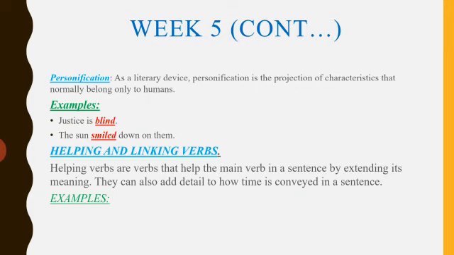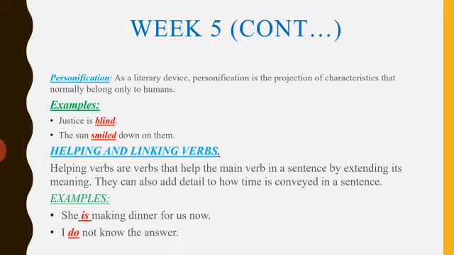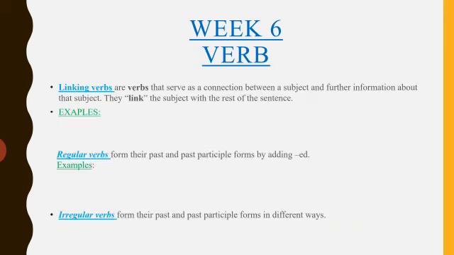Then the next topic that we have is helping and linking verbs. Helping verbs are verbs that help the main verb in a sentence by extending its meaning. They can also add detail to how time is conveyed in a sentence. For example, she is making a dinner for us and I do not know the answer. Is and do are the helping verbs. Then the next is the linking verb.